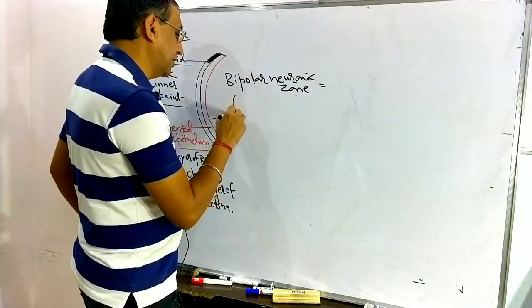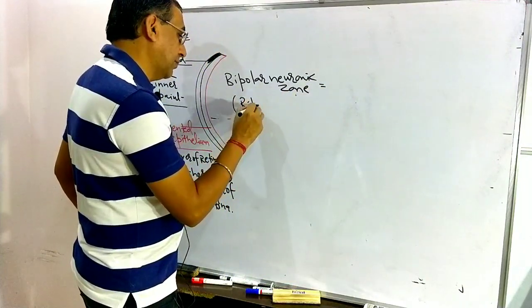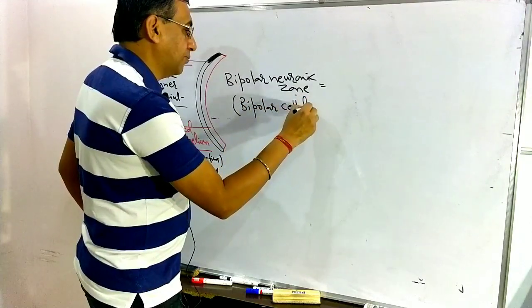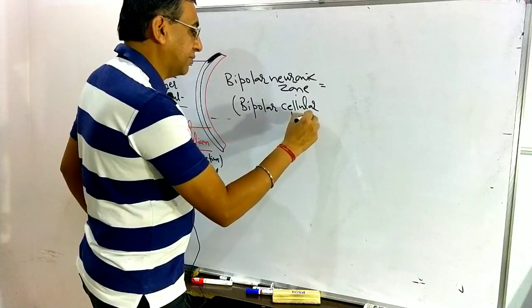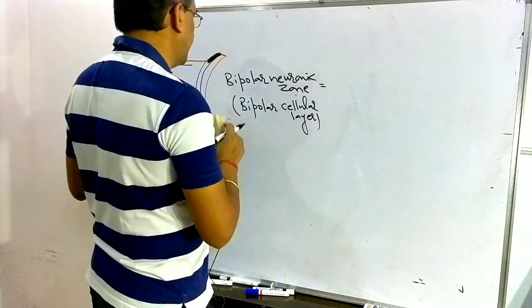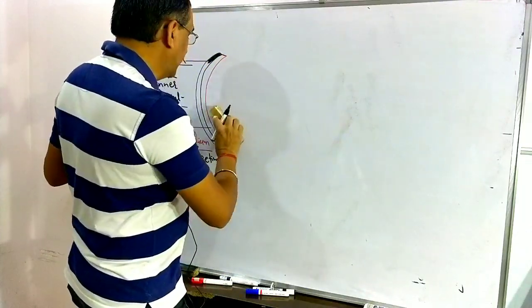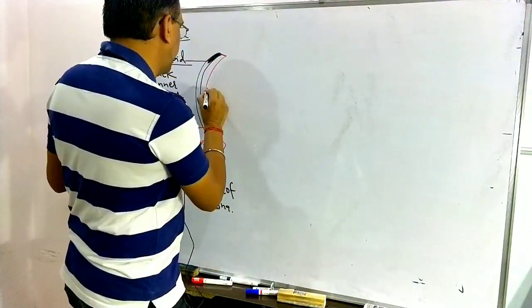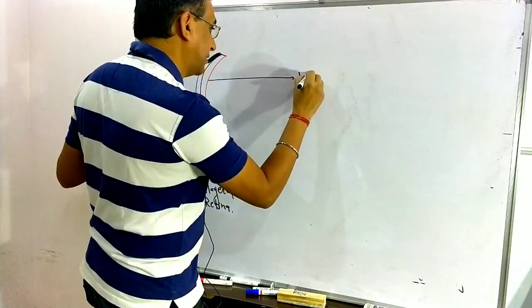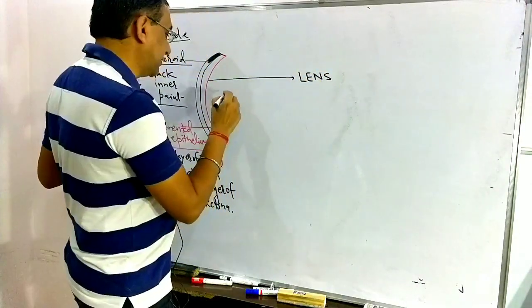It is known as the bipolar cellular layer. Second one, that is the bipolar neuronic zone. That is just the first one. We are going to discuss from pigmented epithelium up to the lens. Please remember this.